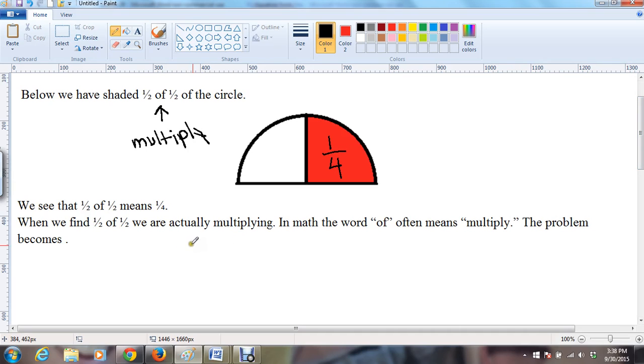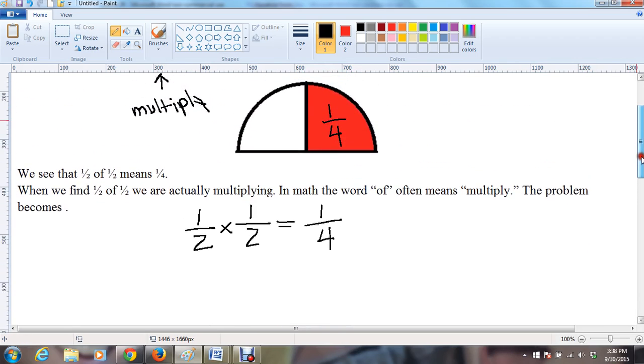So the problem becomes 1/2 times 1/2. That means 1/2 of 1/2. So half of a half, 1 times 1 is 1. 2 times 2 is 4. So what we find out is that when we want to multiply fractions, it's very simple. All we have to do is multiply the numerator times the numerator and the denominator times the denominator.